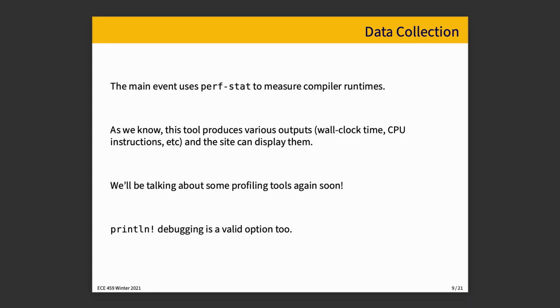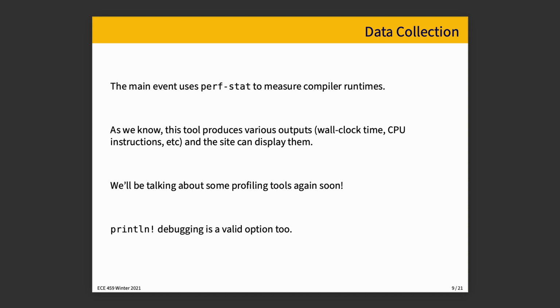Now, in terms of collecting data, our Rust profiling tools are not that different actually from other tools that we would talk about for other languages. perf stat is used to measure compiler runtimes, and this produces outputs of wall clock time, CPU instructions, that kind of thing, and the website can display them, so we get a very full accounting of it. We will be talking about profiling tools in detail. It has its own upcoming little unit in the course where we'll spend some time on it.